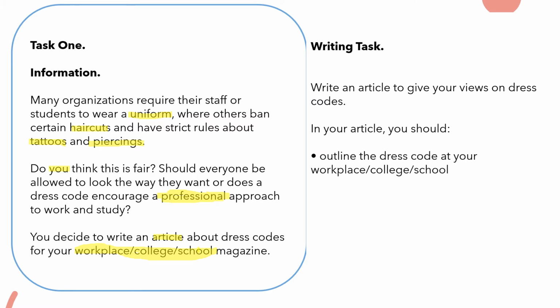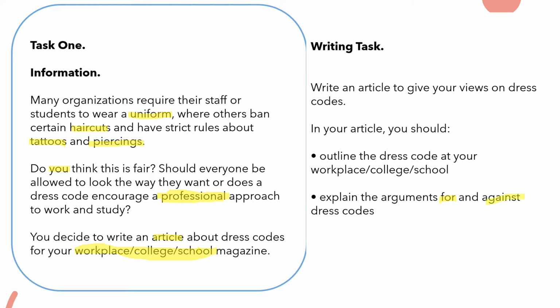So outline the dress code at your workplace, college or school. So this is where you're allowed to be quite personal and you can talk about the kind of rules or regulations that are in the organisation that you belong to yourself. The next one. Explain the arguments for and against dress codes. Now if we're talking about for and against, that means that we are allowed to give a balanced argument. So I would personally underline the idea about for and against.